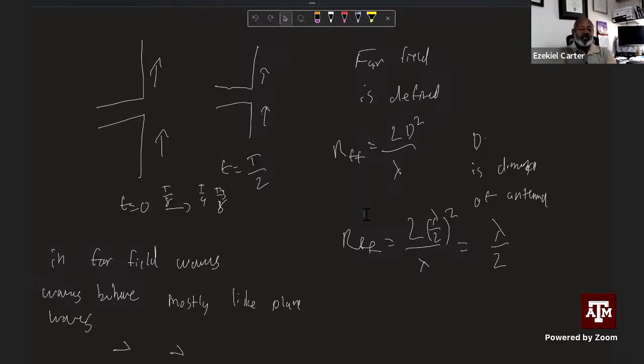Pick a size for the dimension. What are we looking at, a particular shape or something like this? We're looking at an antenna, so give me a size for an antenna. How big do you want the antenna to be?